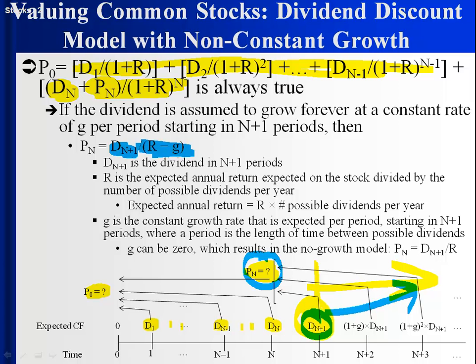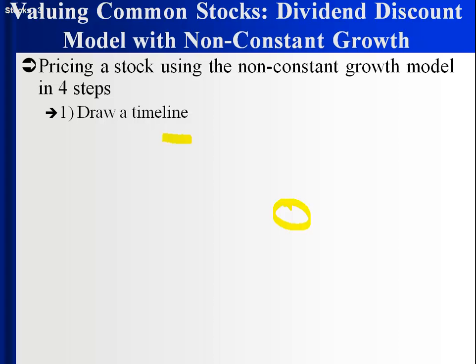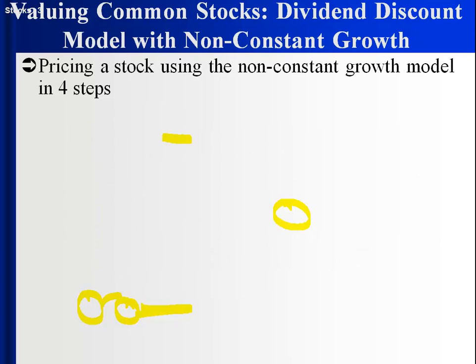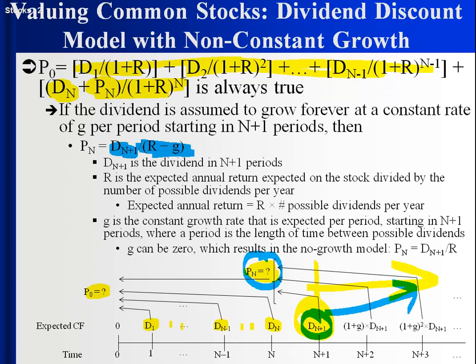And the reason we do that is step 3: we can then figure out the price of the stock at time n because we've got the next dividend, which is Dn+1 over r minus g. And why can we do that? Again, the picture helps. Why can we get the price of the stock as of time n?